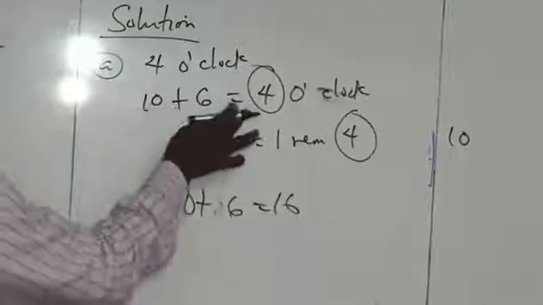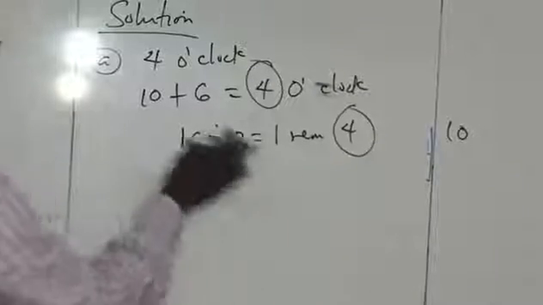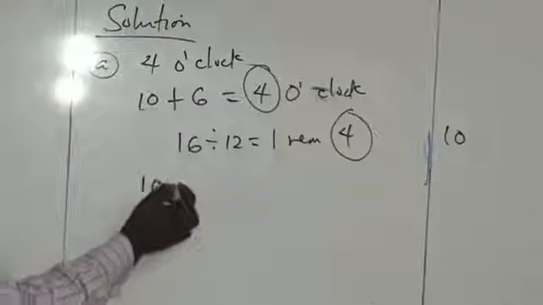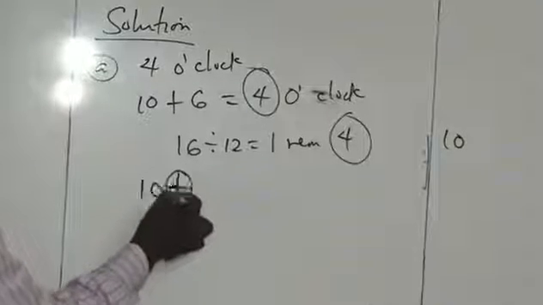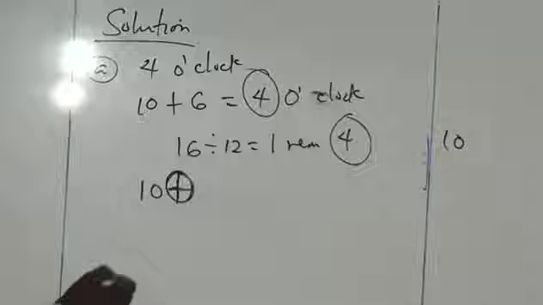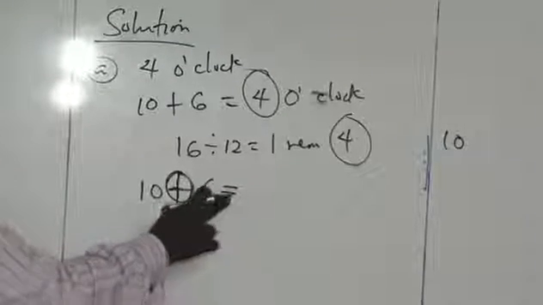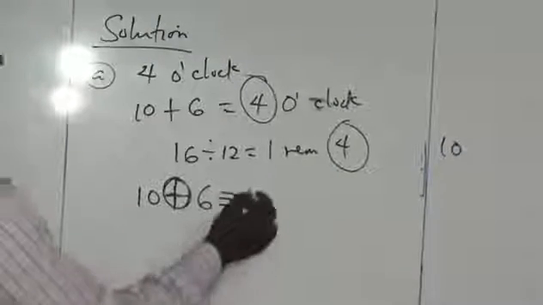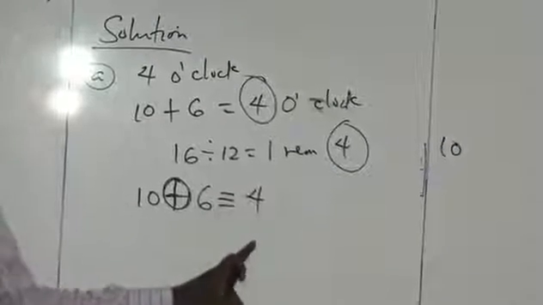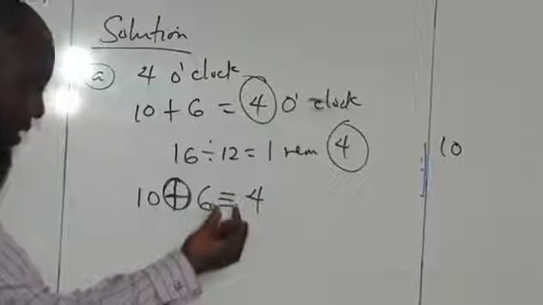Because we have 10 plus 6 equal to what? 16. So in that case, we want to write this as 10 plus, we now put something like a clock or cycle symbol, plus 6. We are not going to use equals, we use this symbol, right? It's equivalent to what? 4. Is that clear? So this symbol here means equivalent to or congruent to.